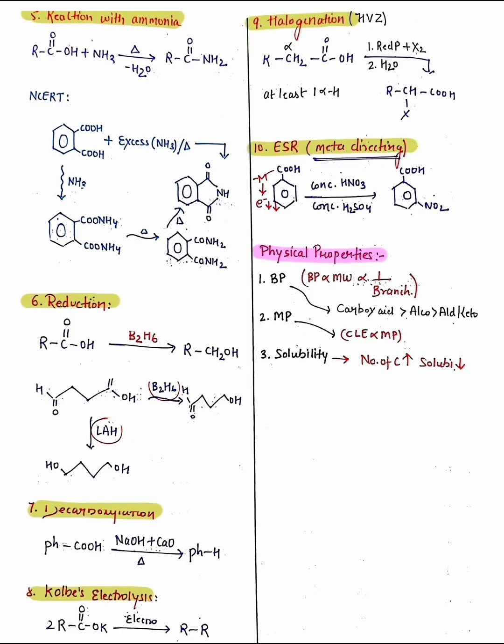The melting point of any carboxylic acid is directly proportional to crystal lattice energy. Means as the crystal lattice energy increases, the melting point of that compound also increases and vice versa.